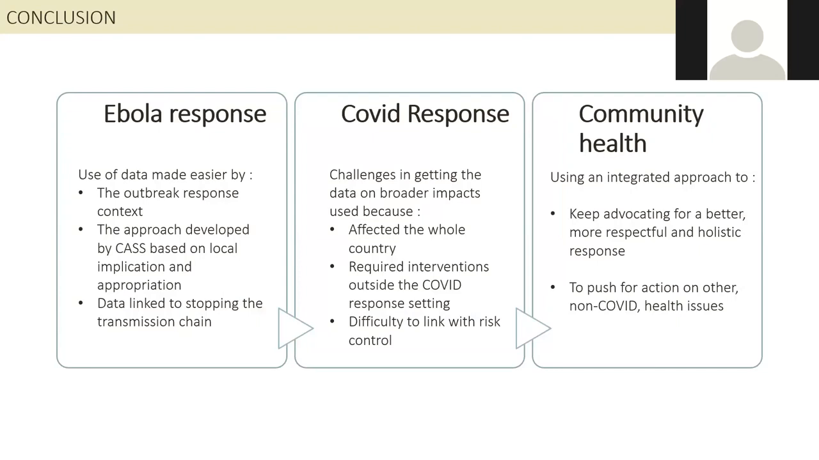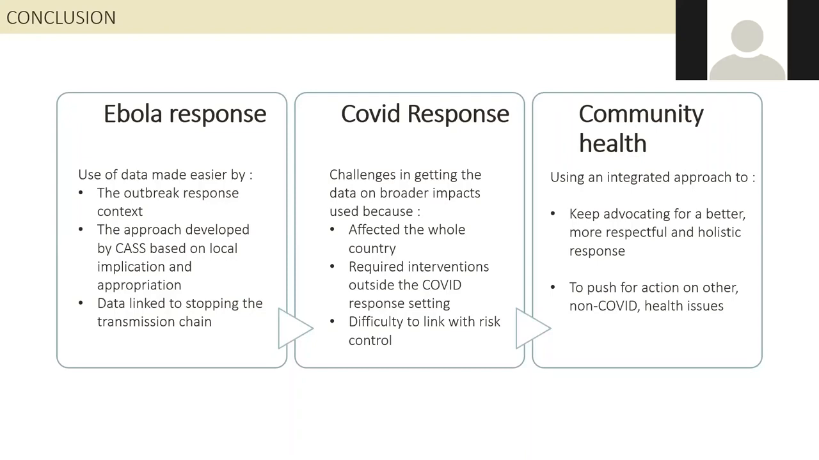So we see that the use of data was very different in the Ebola response and the COVID response, and we had to adapt to make sure that that integrated data was being used. And so in the Ebola response, it was made easier by the context, as I said, by the approach that we developed based on engagement and appropriation, and also because the data was linked to stopping the transmission chain.